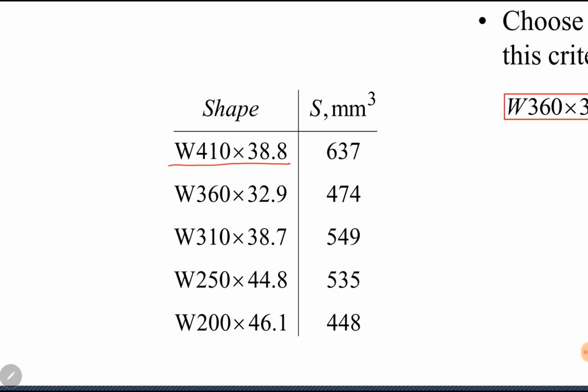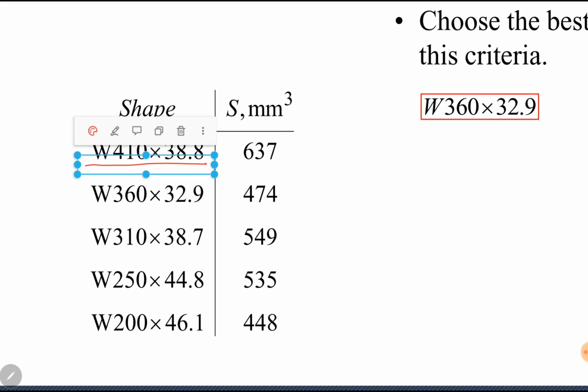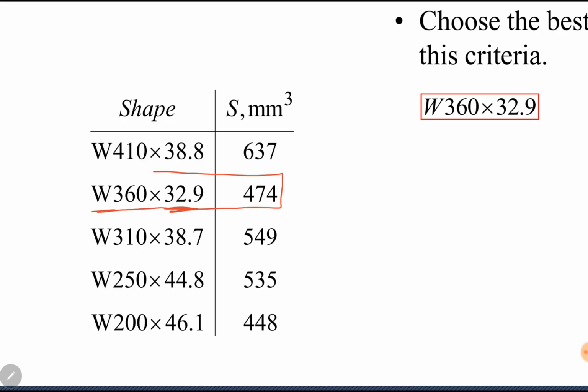W410 into 338.8 has S value 637. Similarly, 477, 474, 549, 535, 448. Among all of them, the beam with minimum mass is the minimum second number. Among them, this one has minimum second number, 32.9. It has least mass per unit meter. So this beam is our chosen beam, is the design beam.